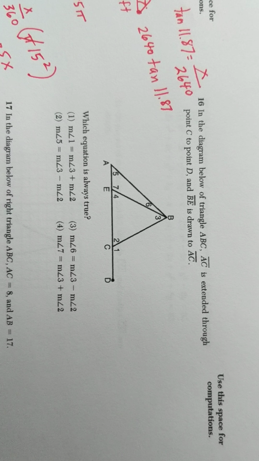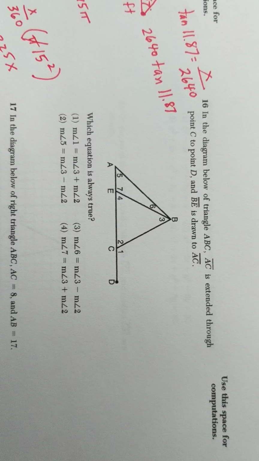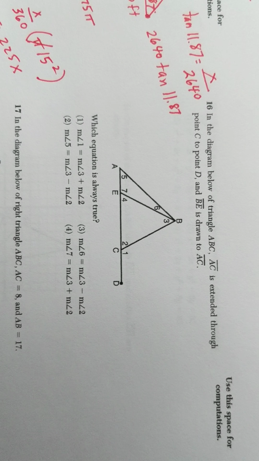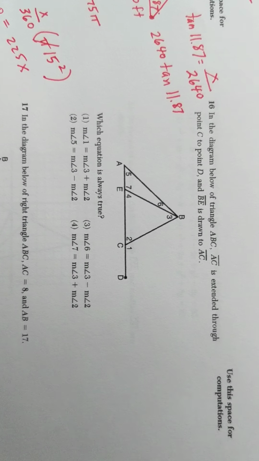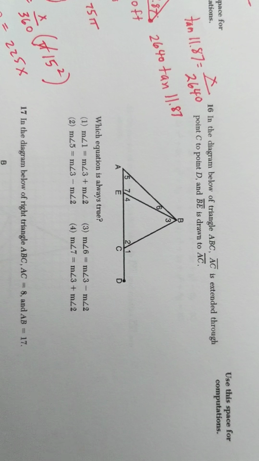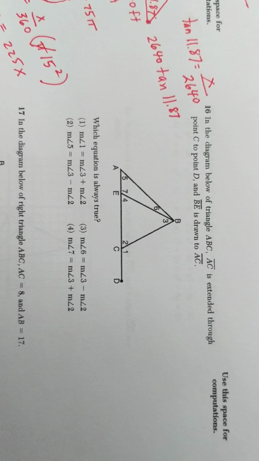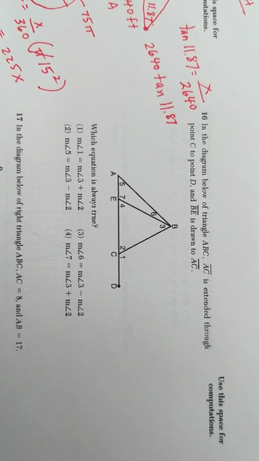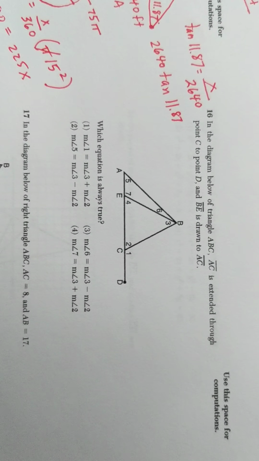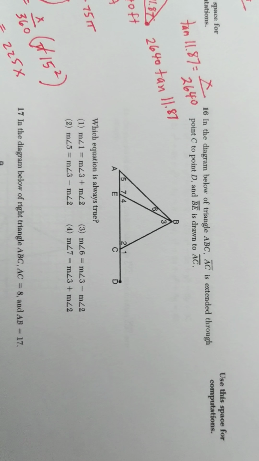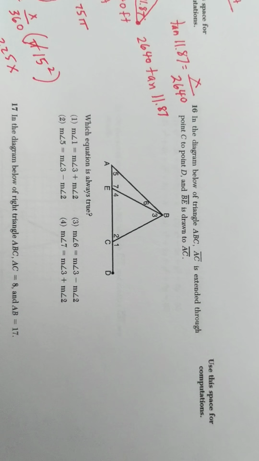January Regents 2019, beginning at multiple choice number 16. In the diagram below of triangle ABC, AC is extended through point C to point D, and BE is drawn parallel to AC, and they don't tell you anything else about these things. So you have to be careful about making assumptions. Which equation is always true?